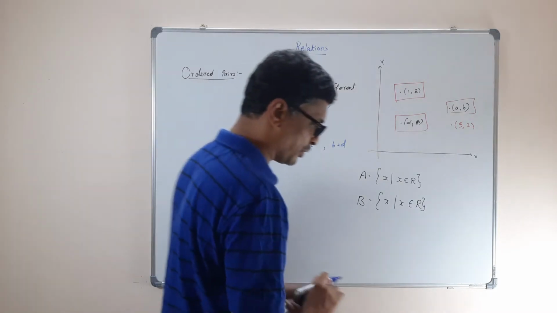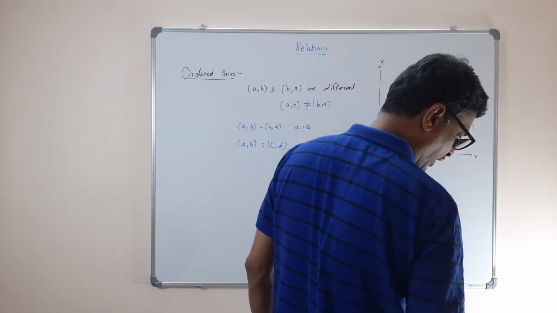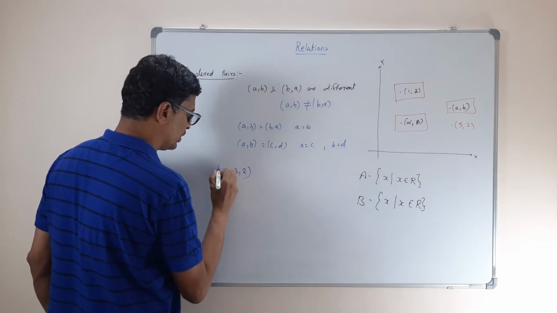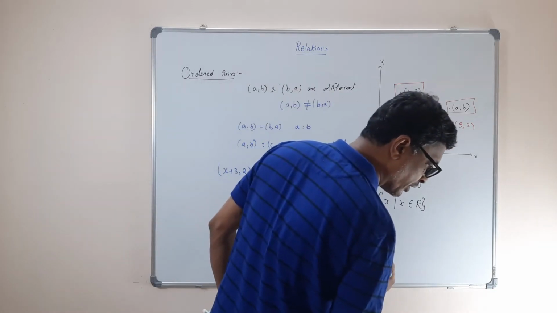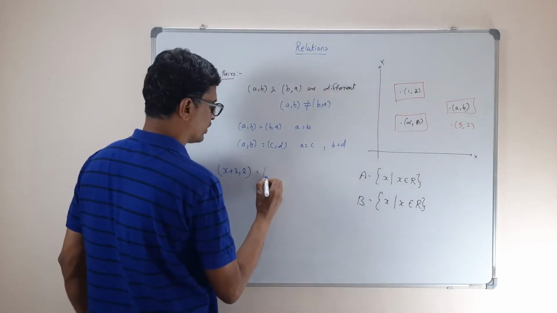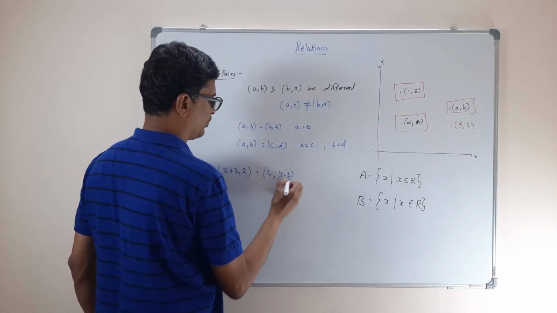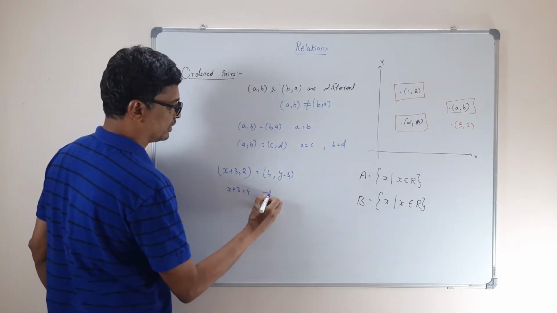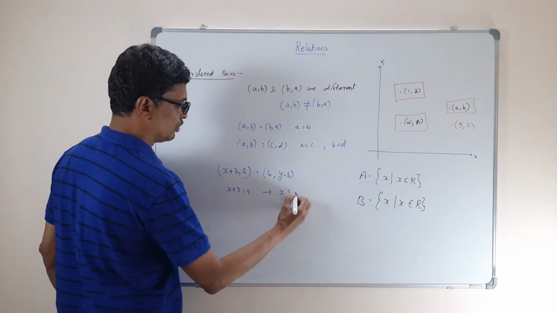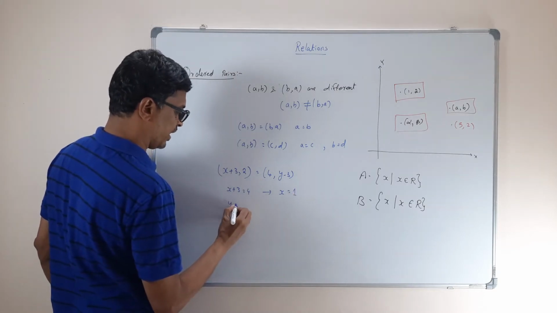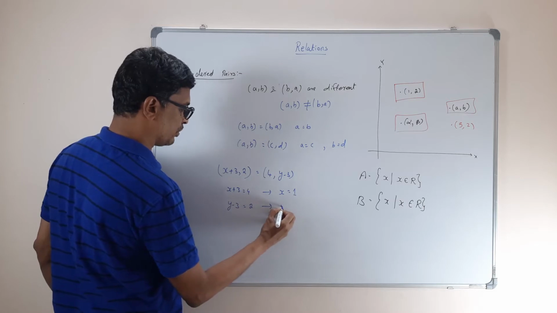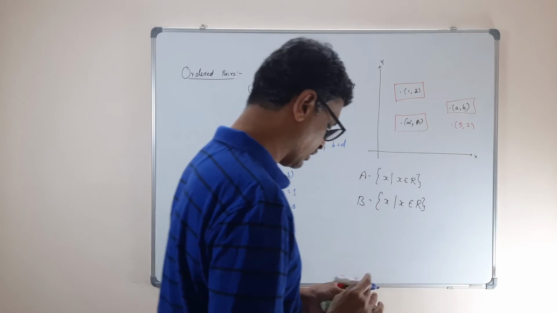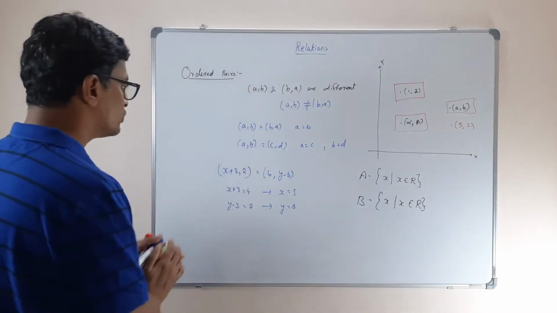So they gave one example, one problem. Find x and y when x plus 3 comma 2 is equal to 4 comma y minus 3. This is one ordered pair equal to another. So x plus 3 equal to 4, and y minus 3 equal to 2. x plus 3 equal to 4 gives you x is equal to 1. And y minus 3 equal to 2 gives you y equal to 5. Am I right? So this is the one.